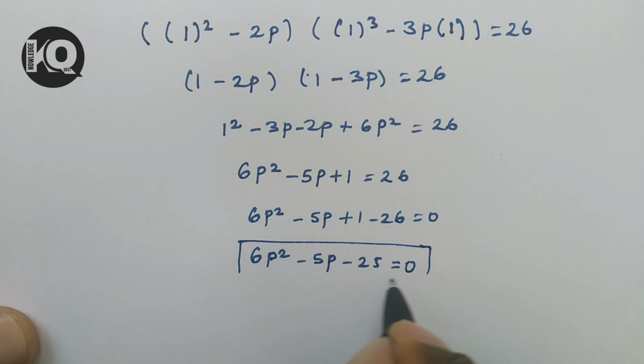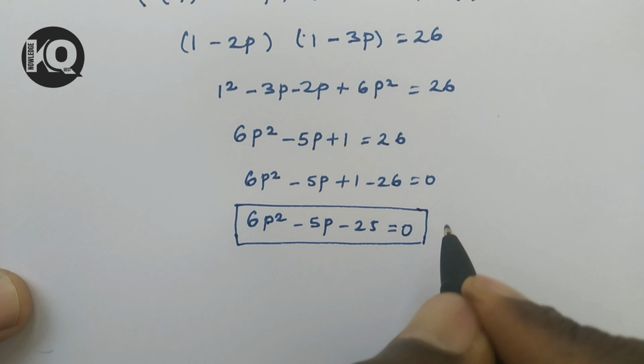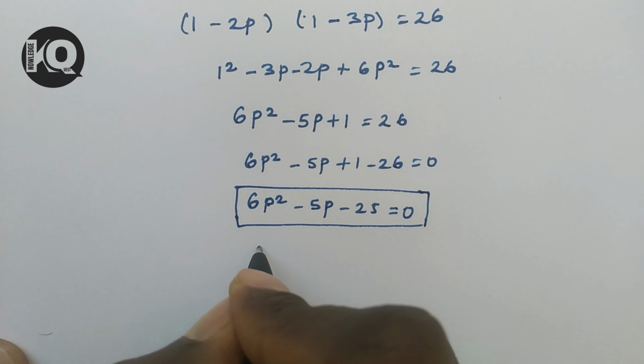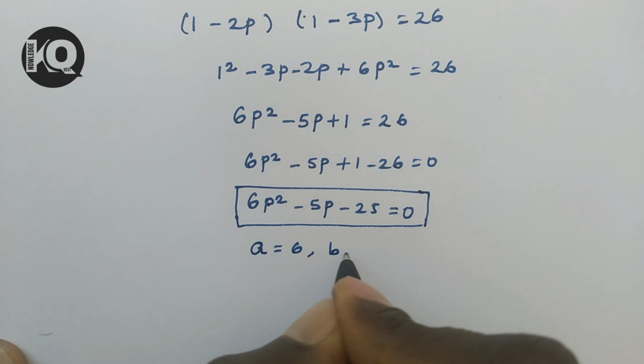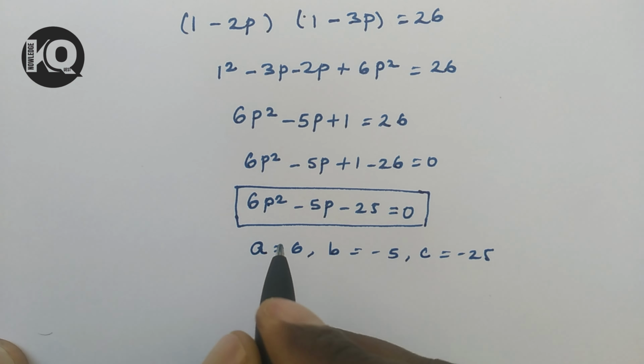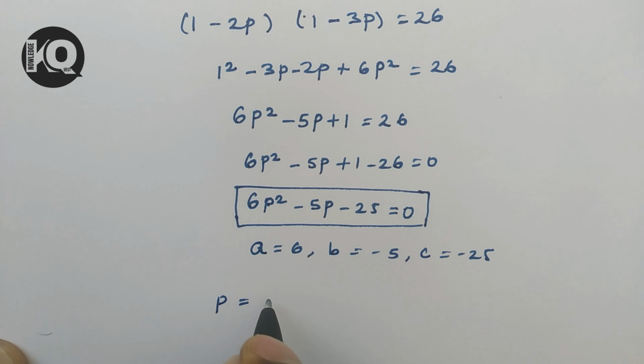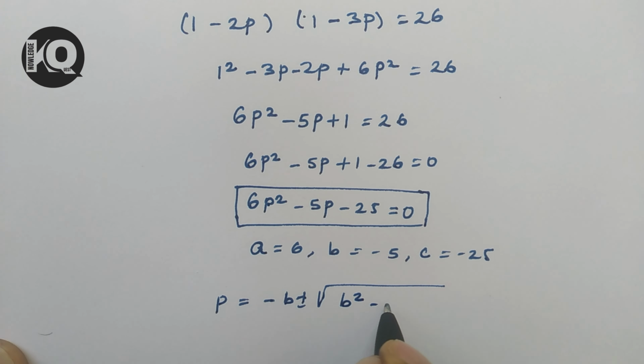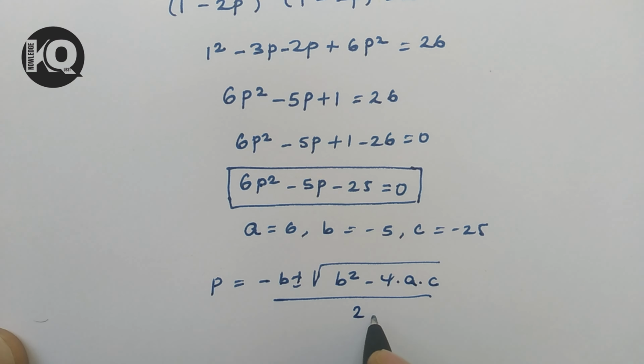So we can solve this equation by using the quadratic formula. So let's identify the coefficients. a is 6, b is minus 5, and c is equal to minus 25. So this p can be determined by using the formula: minus b plus or minus the square root of b squared minus 4 times a times c, divided by 2 times a.